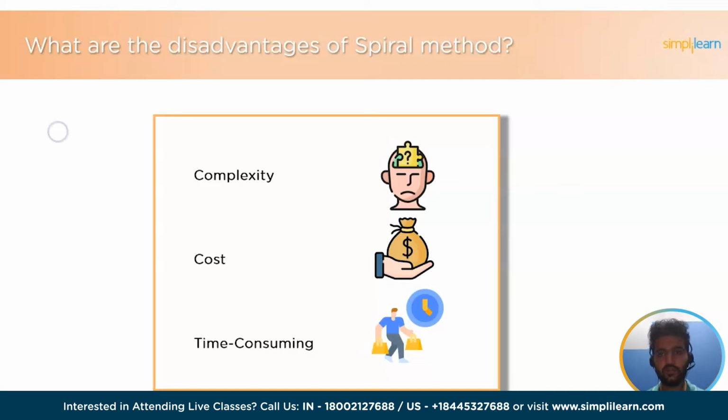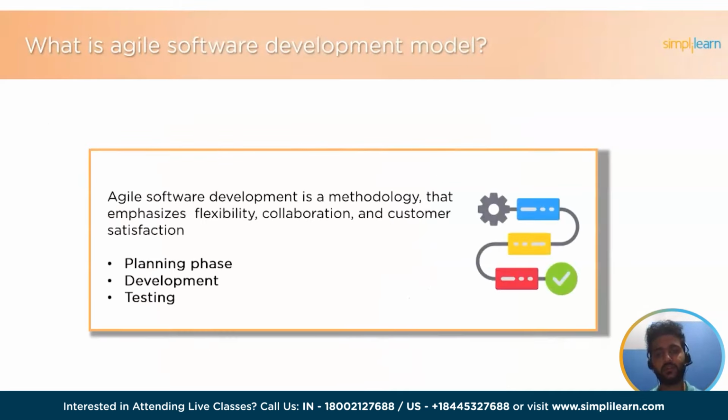Alright, so ninth question now is what is Agile software development model? Agile software development is a methodology for managing software development projects that emphasizes flexibility, collaboration, and customer satisfaction. The process is divided into small incremental releases called sprints, which typically last 2 to 4 weeks. Each sprint includes a planning phase, development phase, testing phase, and a review phase. Agile methodologies include Scrum, Kanban, and extreme programming. So this was about the Agile software development model.